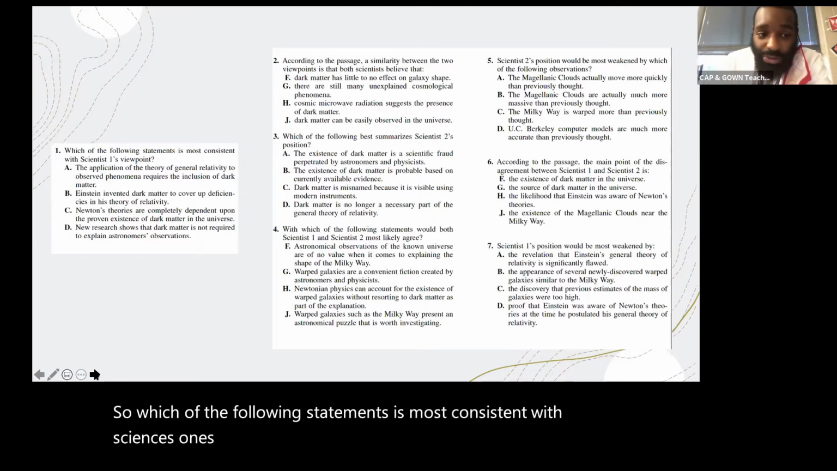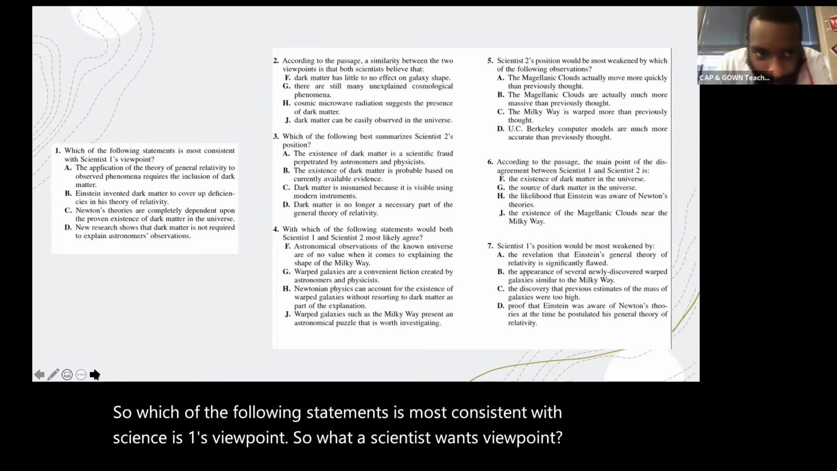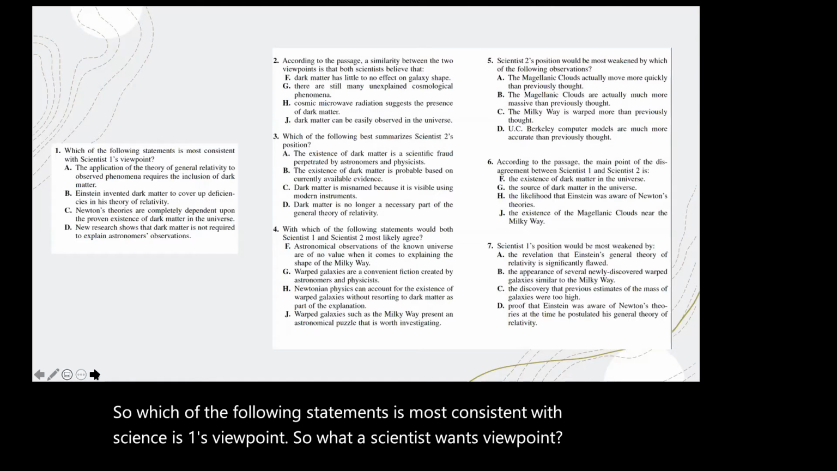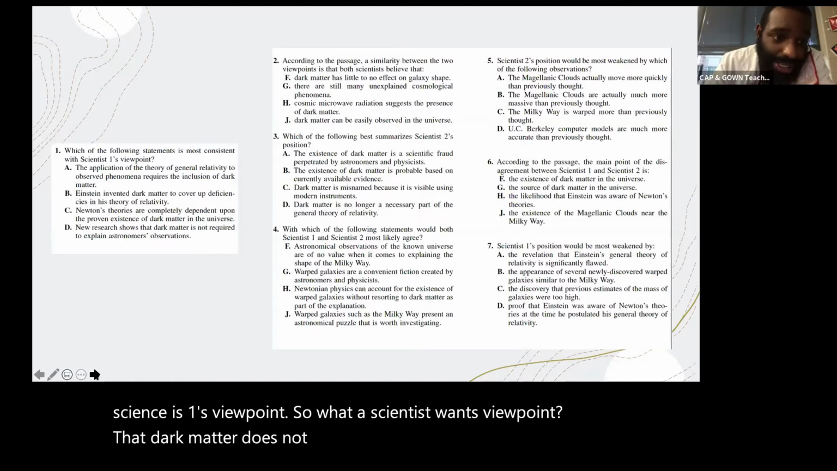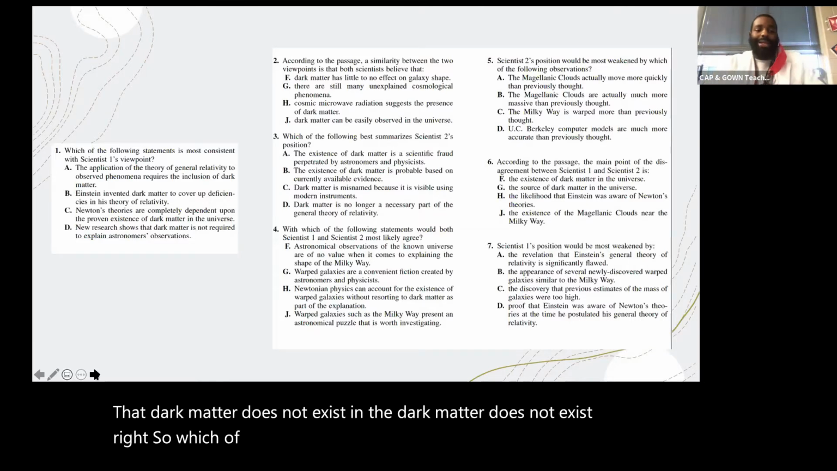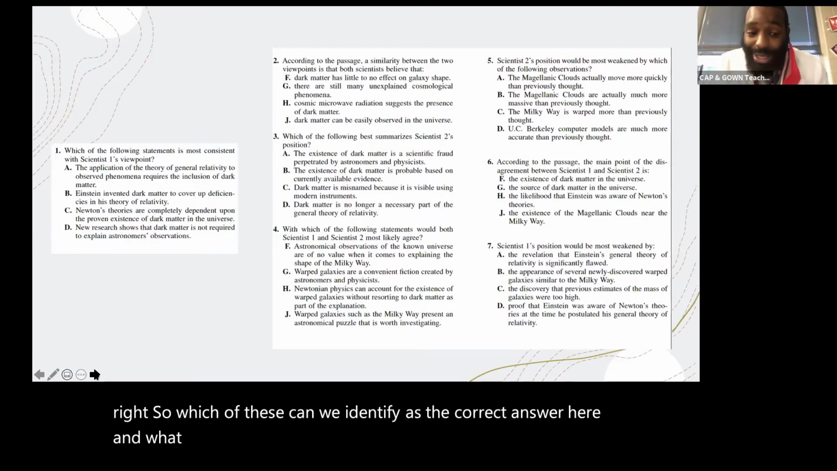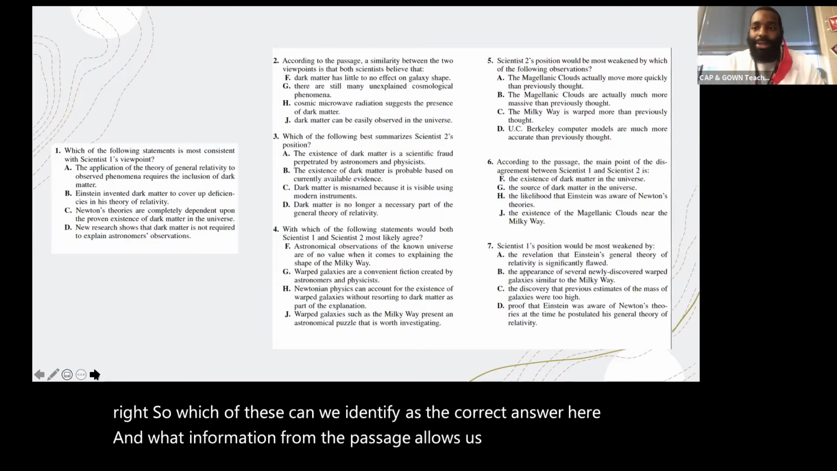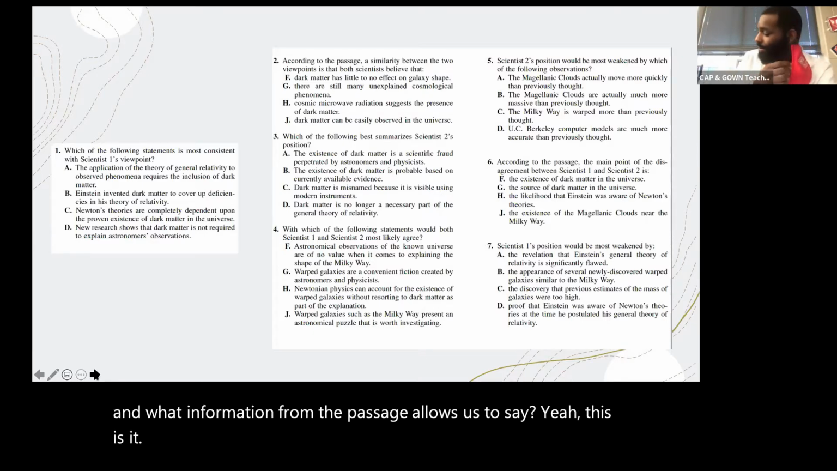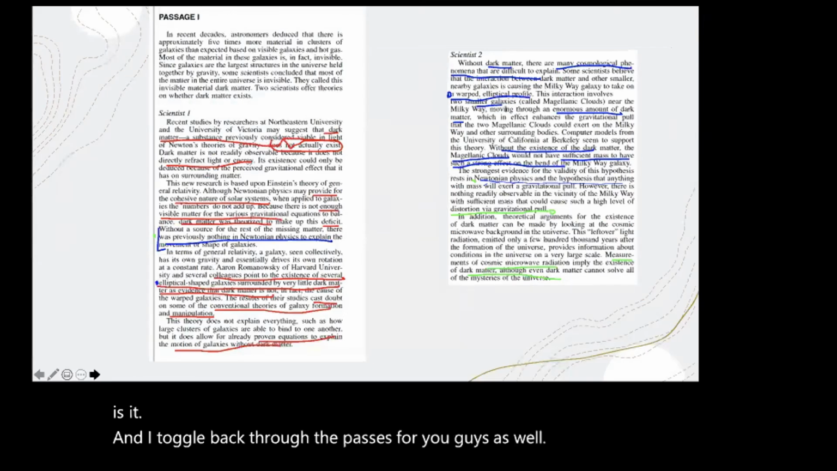So which of the following statements is most consistent with scientist one's viewpoint? What is scientist one's viewpoint? That dark matter does not exist. Right, dark matter does not exist. So which of these can we identify as the correct answer here? And what information from the passage allows us to say, yeah, this is it? And I'll talk back through the passage for you guys as well.